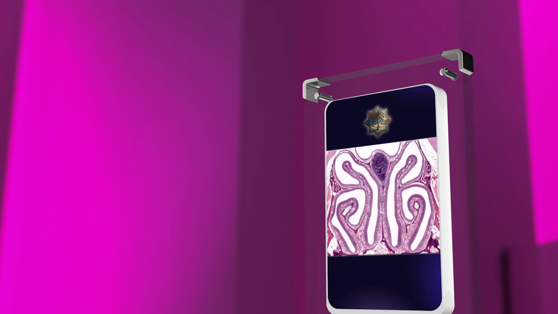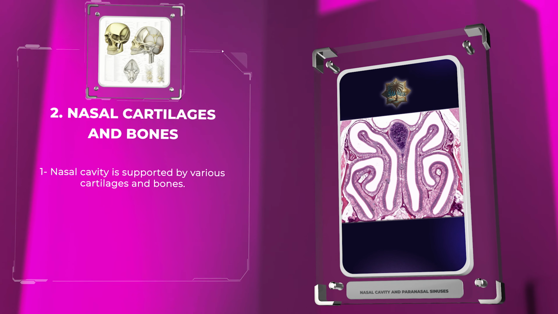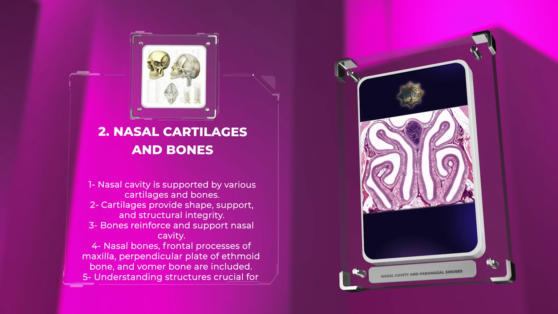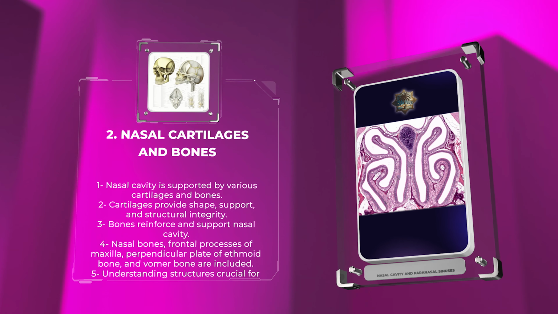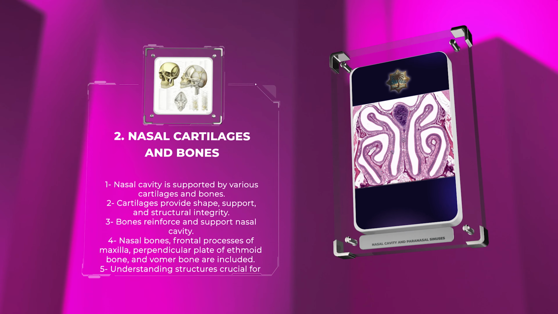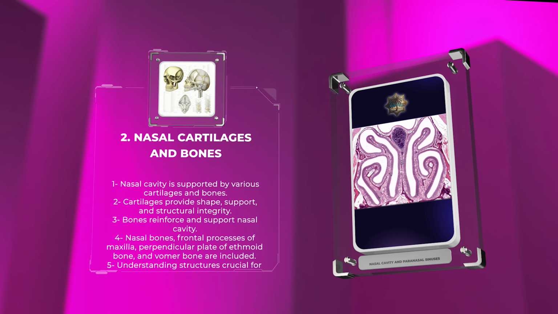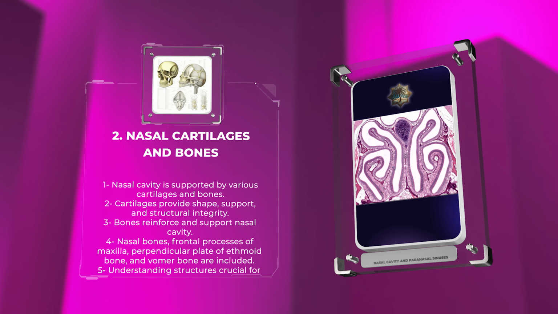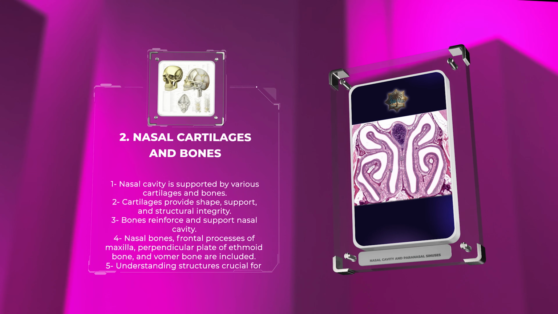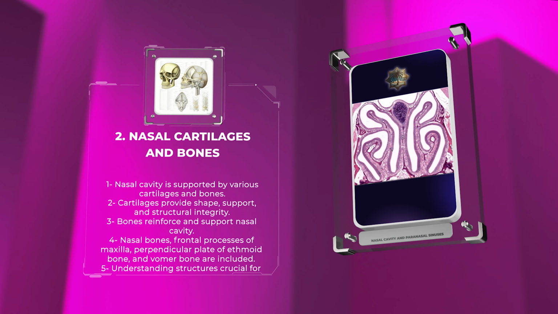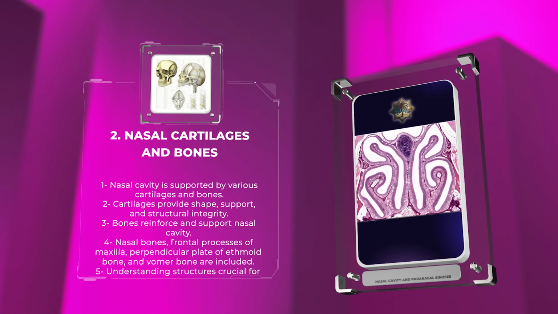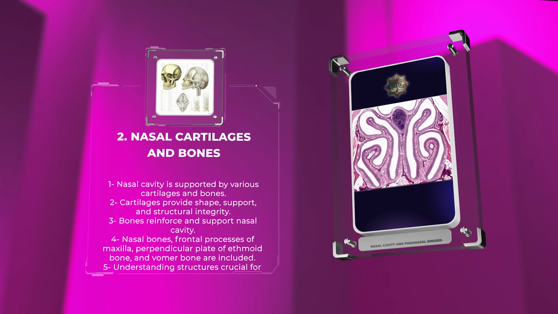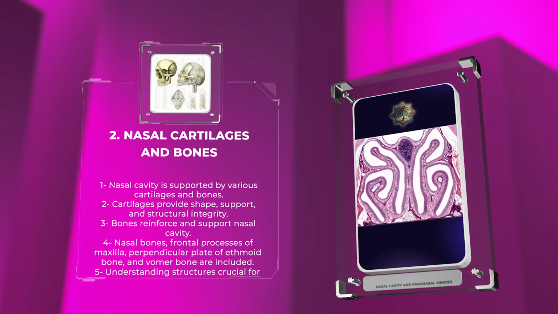In summary, the nasal cavity is supported by various cartilages and bones, such as the lateral nasal cartilages, septal cartilage, alar cartilages, and major alar cartilages. These structures provide shape, support, and structural integrity to the nasal cavity. The bones, including the nasal bones, frontal processes of the maxilla, perpendicular plate of the ethmoid bone, and vomer bone, further reinforce and support the nasal cavity. Understanding these structures is crucial for comprehending the overall structure and function of the nasal cavity.